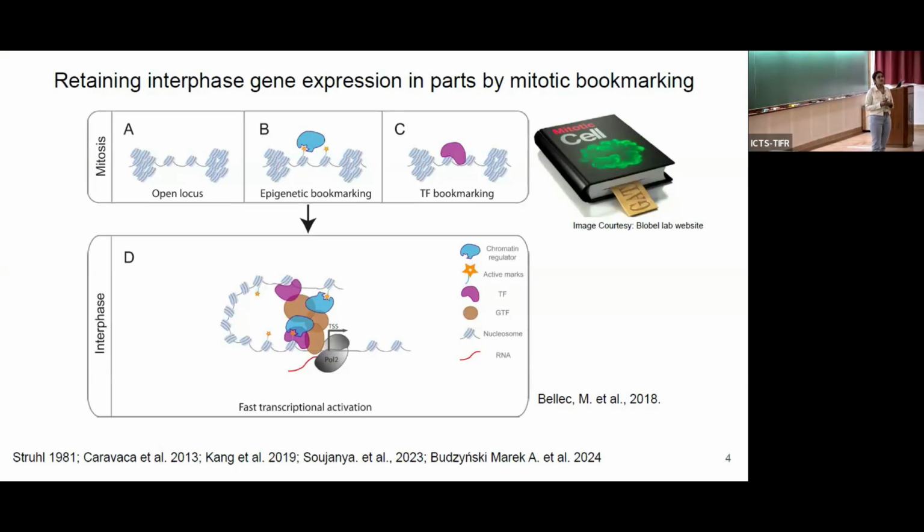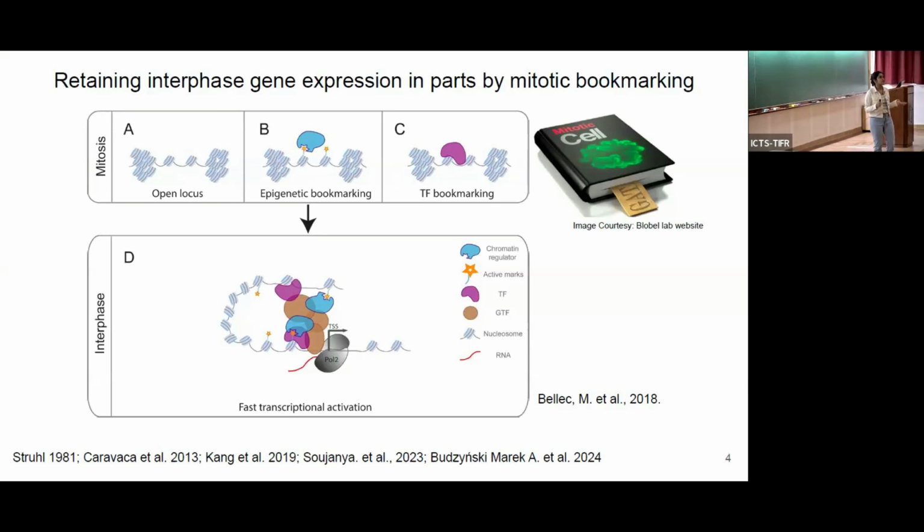Because it's very important that in a multicellular organism, cell type specificity is maintained. So if you consider a cell as a book and there are different pages which are genes, and you want to remember which gene has to be expressed in that cell, you would bookmark this. This is called mitotic bookmarking, where you keep the transcription factor bound or certain histone modifications while most of them are being removed, to maintain fast transcriptional activation in the next interphase.